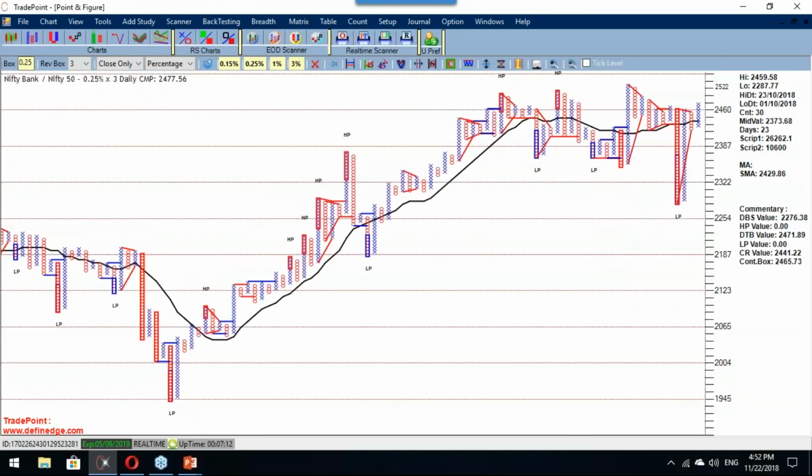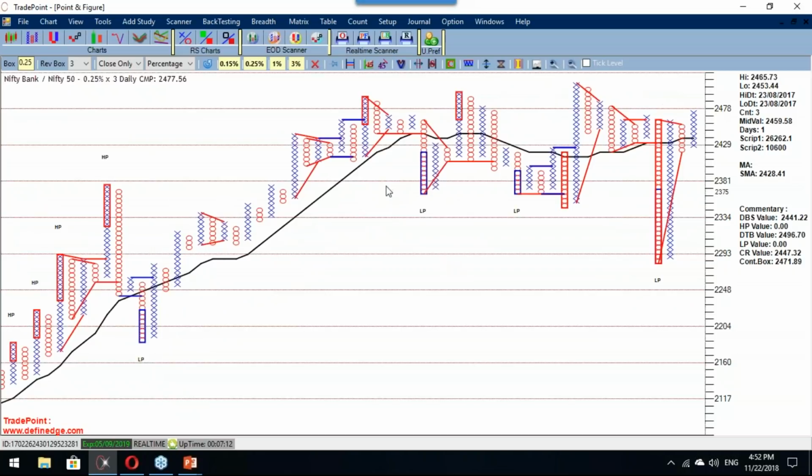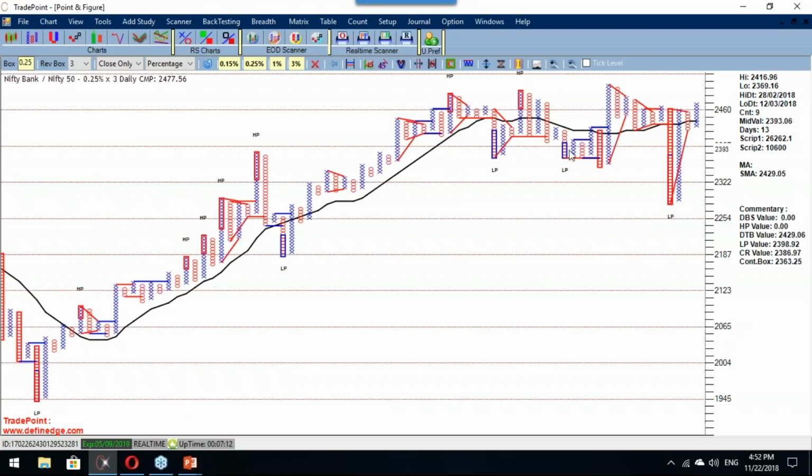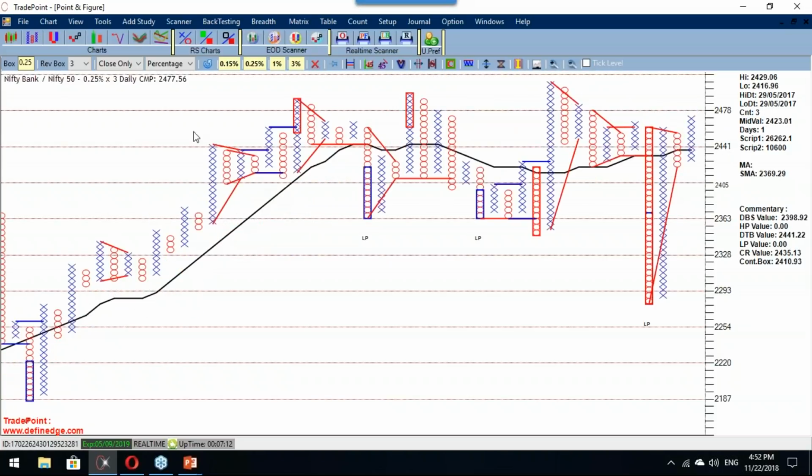So the interpretation, everything is the same, just that instead of looking at the individual price, we are looking at the relative strength chart. So if the price is in a column of X, it basically means that the numerator, which is Bank Nifty, is doing better than the denominator. And if price is in a column of O, it basically means that the numerator is underperforming the denominator.